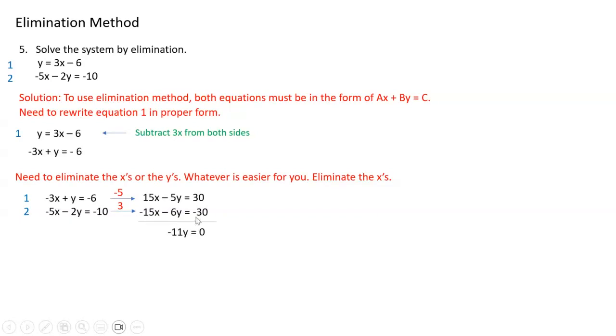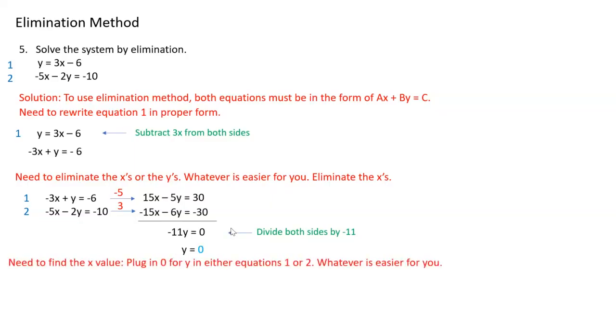After we add them, it gives us negative 11y equals 0. Divide both sides by negative 11, so we get y equals 0. So I got my y value. Now I need to find my x value. Again, I'm going to go back to equation 1 or 2 and plug in the 0 for y, whatever is easier for you. In my opinion, it's easier to go to number 2, so we're going to plug in 0 for y.